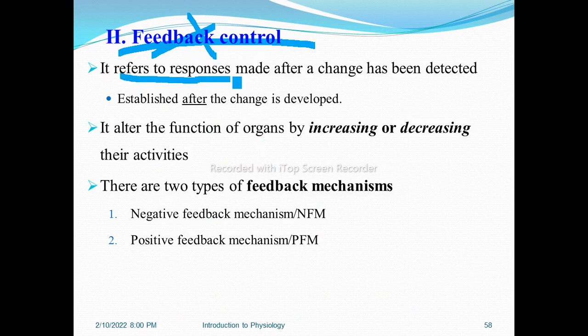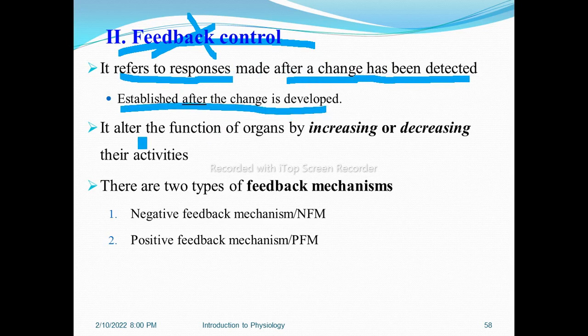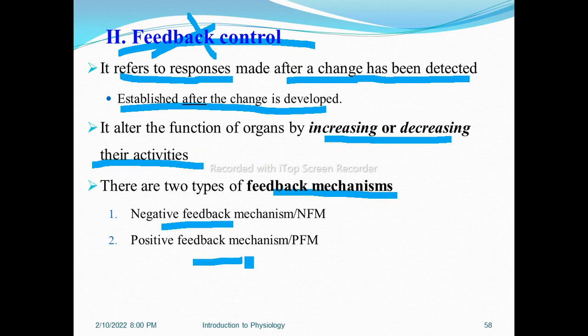But in the case of feedback control, it refers to responses made after a change has been detected. Feedback means it takes place after something has occurred. So it is established after the change is developed. It alters the functions of organs by increasing or decreasing their activities. There are two types of feedback mechanism, negative and positive feedback mechanism.